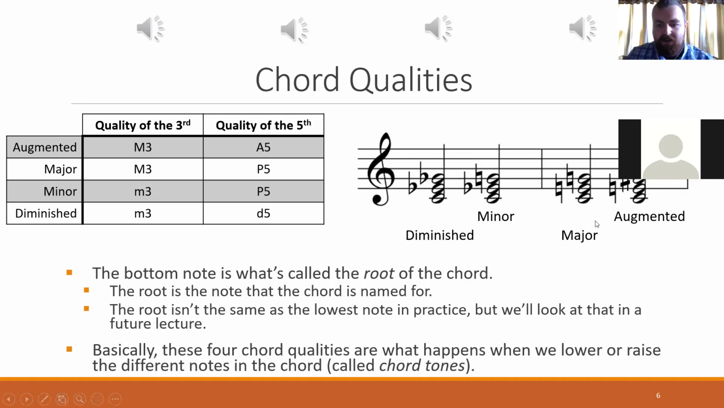So that was a bit of a digression, but in any case, the 4 chord qualities and this chart. So we'll see this chart again today. We'll continue to use this chart. Eventually, we'll want to have this chart memorized. Okay, let's see here. Is there a chord with a minor third and an augmented fifth?